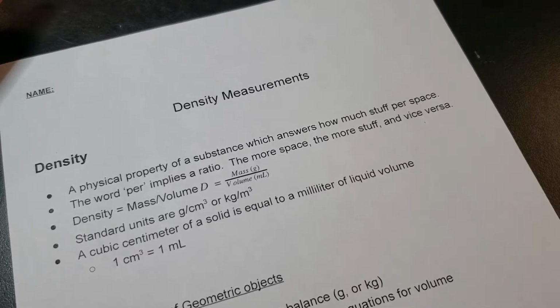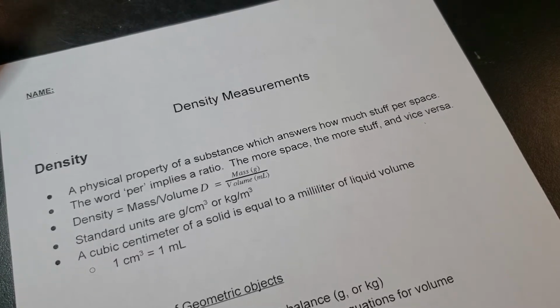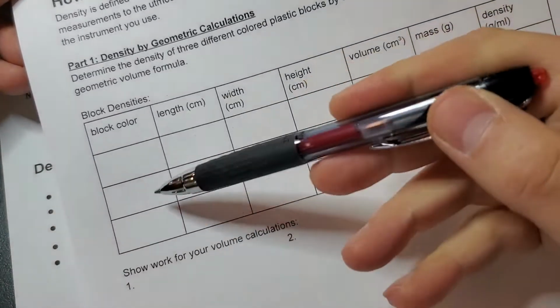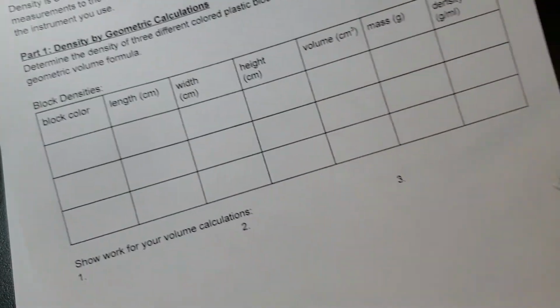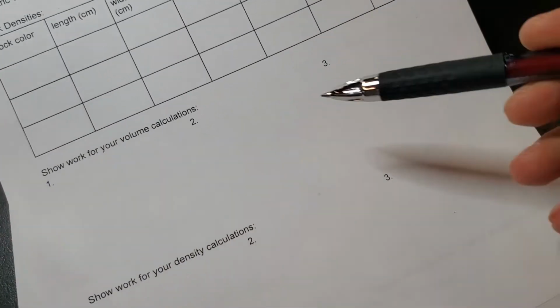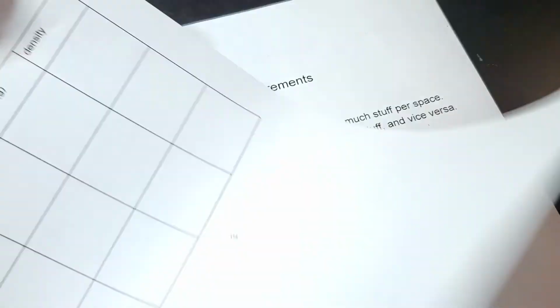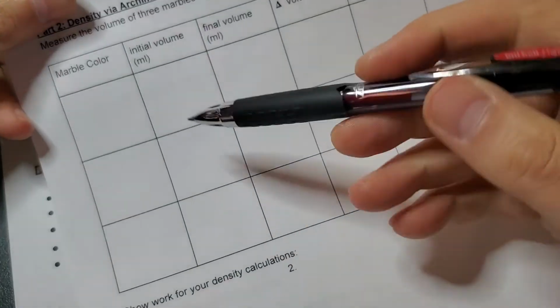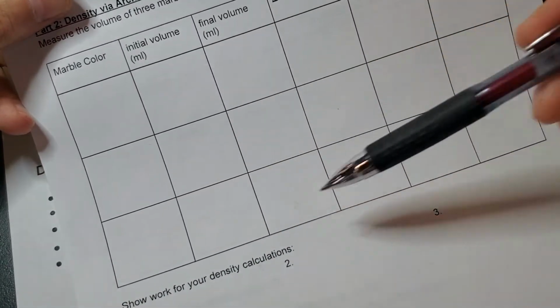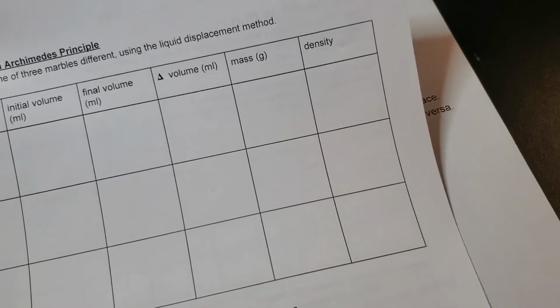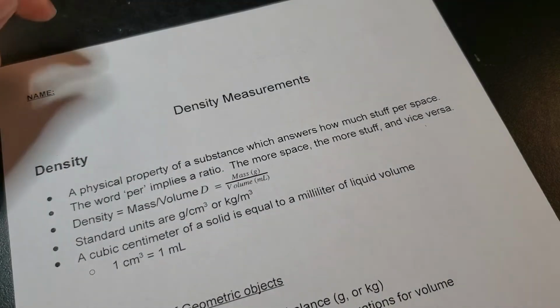At the end, we'll be working through all of the measurements for this sheet. You'll be getting block color for 3 blocks, length, width, and height, and the mass, and then calculating volume and calculating density. And then on the back, you'll be doing the same thing, except we'll be using Archimedes' principle to calculate the volume of a marble, and we'll take its mass, and then you'll be able to calculate the density of said marble there. But before we do that, let's have a quick talk about density.